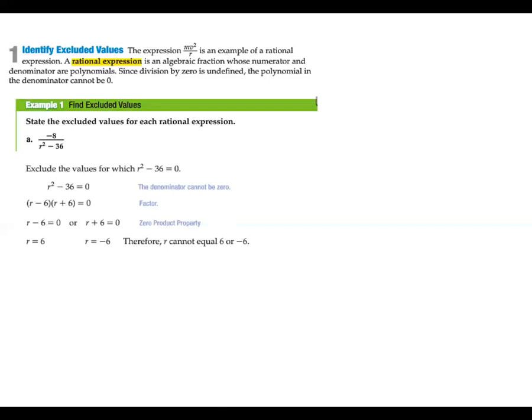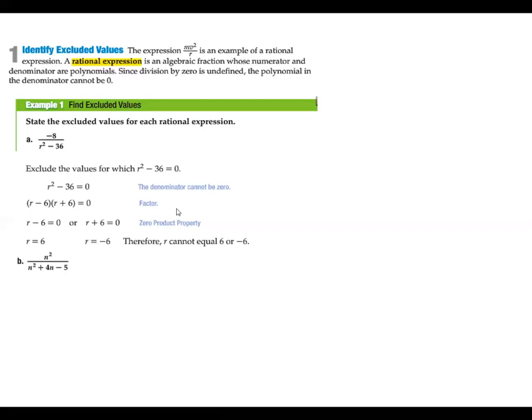Now, I will say that you can solve this one, r squared minus 36 equals 0, by adding 36 to both sides, then taking the square root, and you would get r equals plus or minus 6. That's another way to do it, okay? But remember, when you solve an equation and you take the square root, you have to account for the positive or negative root. So that's the alternate way to solve that particular one.